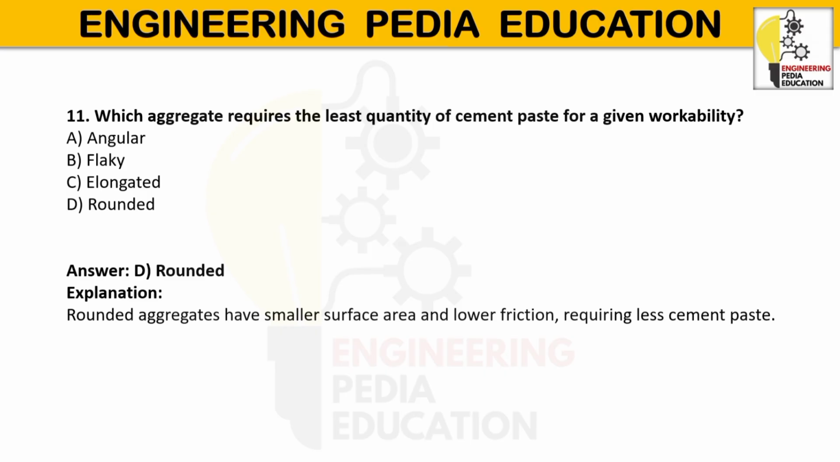Rounded aggregate have minimum surface area. They provide better workability. Then what's the correct order? Rounded, irregular, angular, and last flaky. Rounded aggregate require the least quantity of cement paste because they have a smaller surface area and lower void content, resulting in better workability and an economic concrete mix.